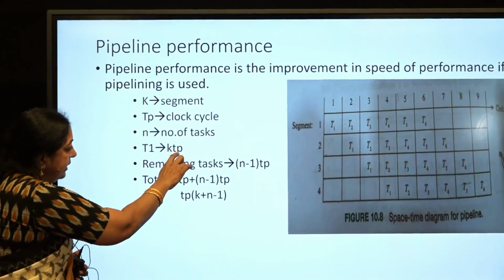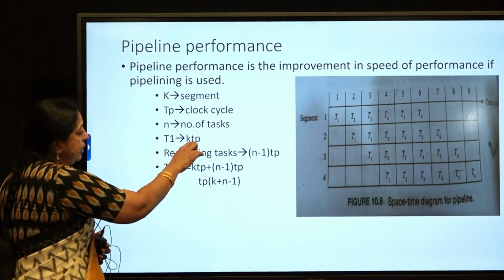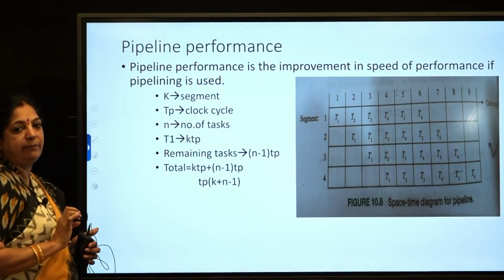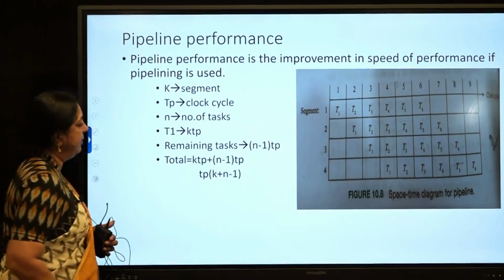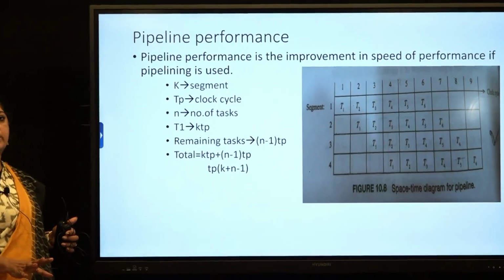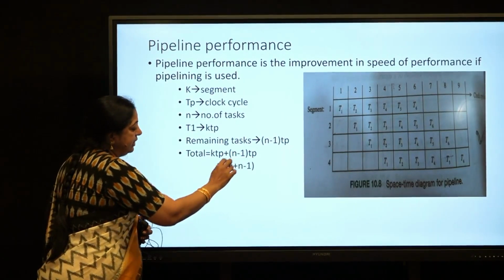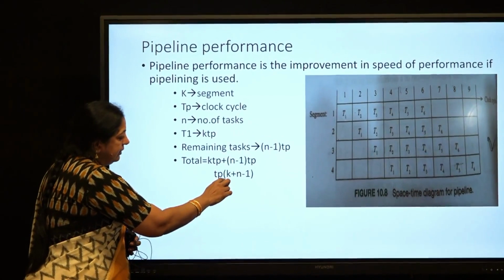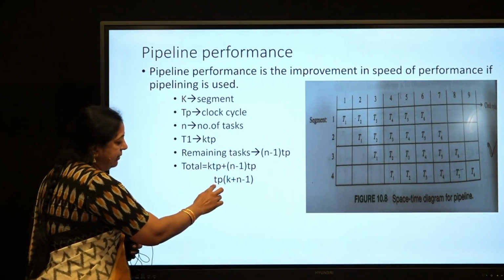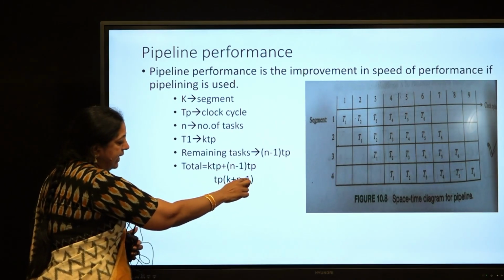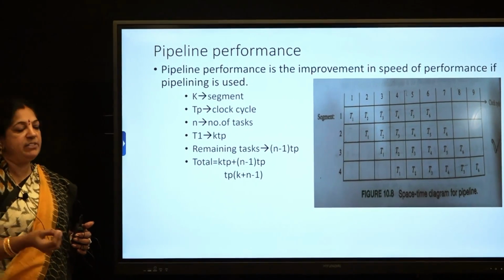T1 is K into TP, where K is the segment and TP is the clock pulse. That multiplied is T1. For the remaining tasks, you take N minus 1 into TP. So the total time when you calculate the performance is K into TP plus N minus 1 into TP. If you simplify this, you can take TP common: K plus N minus 1 into TP, that you have to calculate to get the performance of the system.